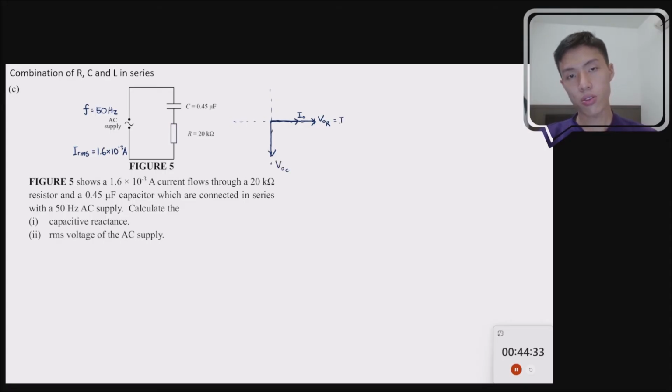So V0R is equal to I0 multiplied by R. V0C is equal to I0 multiplied by XC. And the combination of these two voltages will be the voltage across the overall circuit. So this voltage across the overall circuit is just V0 without any subscript because it's not across the resistor, it's not across the capacitor. This will be equal to I0 Z. And this angle over here should be called phi. Okay, so you know this is the phasor diagram.